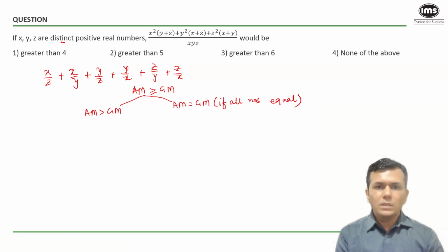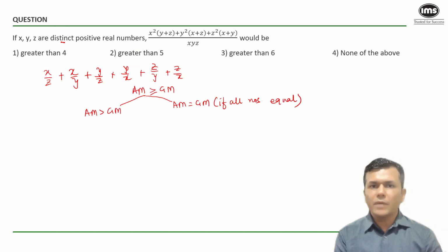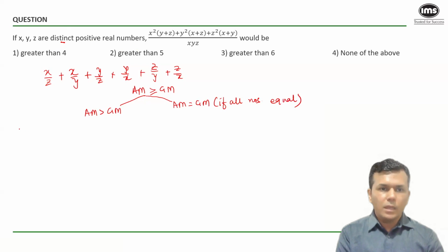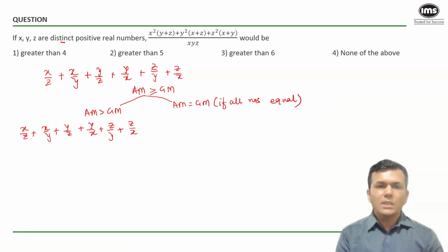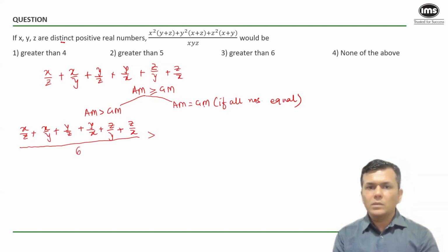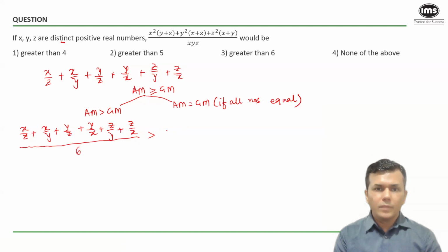So what is the AM of these 6 values? AM is nothing but sum divided by the number of values. So we can say that my AM for these given numbers is x by z plus x by y plus y by z plus y by x plus z by y plus z by x. So these are 6 different numbers that have been given, and I'm taking their AM, so sum divided by 6. This should be strictly greater than, remember we have left the case where AM is equal to GM, so now we are looking into AM strictly greater than GM, right?